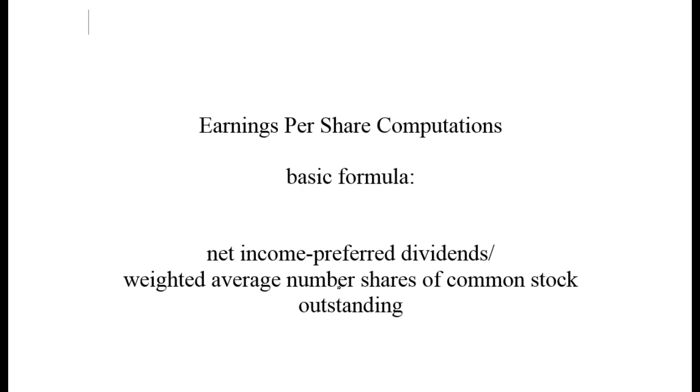Net income's a pretty straightforward number, don't have to do too much with that. But we do need to talk about preferred dividends. Preferred dividends are the amount of net income that belongs to the preferred shareholders, and you would subtract this amount for any dividends that were declared for the year, paid for the year, or if you have cumulative preferred stock, any dividends in arrears for that year. Then you would divide that number by the weighted average number of shares of common stock outstanding.